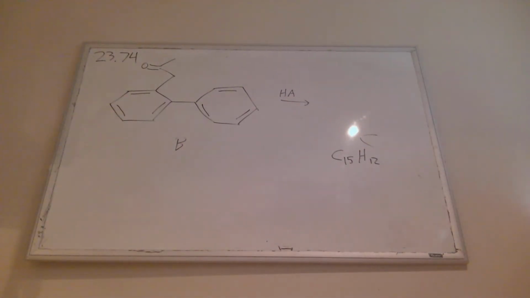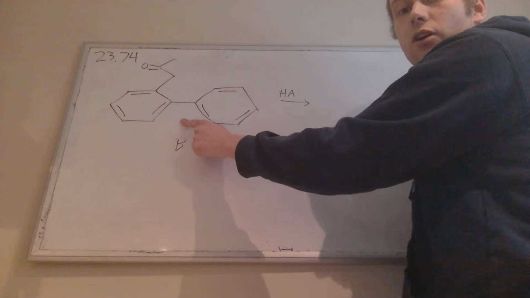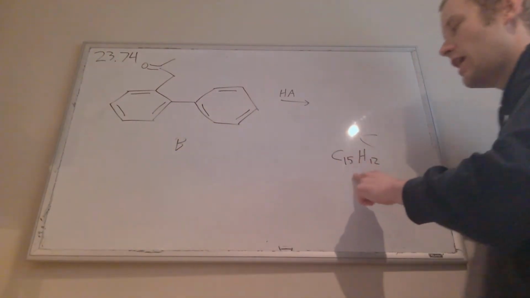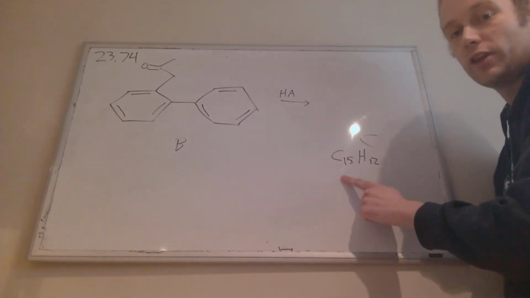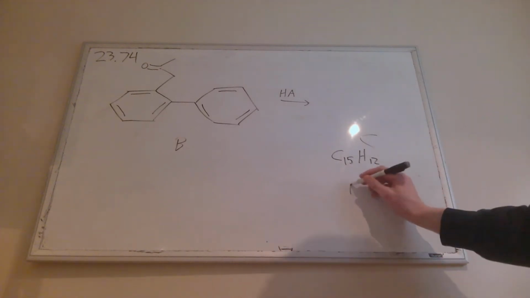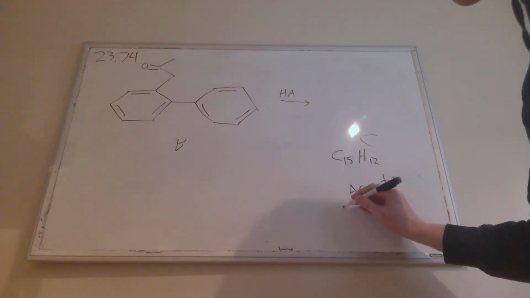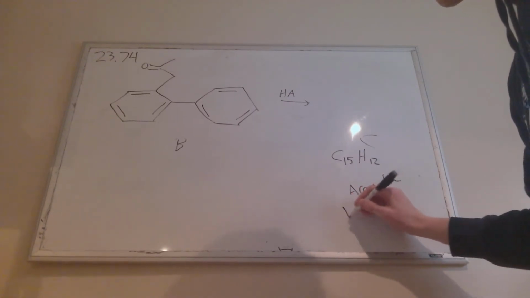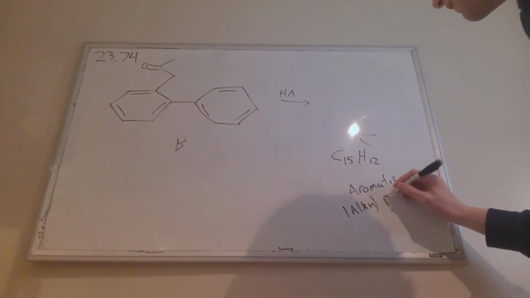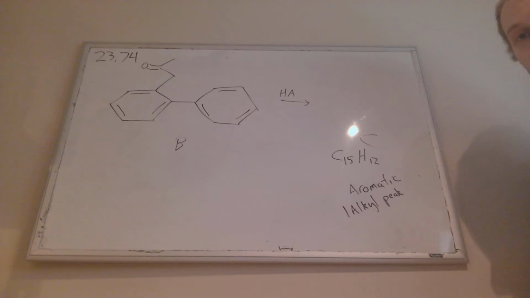The last question we had was on 2374. 2374 says we can start with a reactant that looks like this, treat it with acid, and end up with a product that has a formula C15H12. It also notes that its spectrum is mostly aromatic, except for one alkyl peak. So everything's going to be aromatic except for one peak.